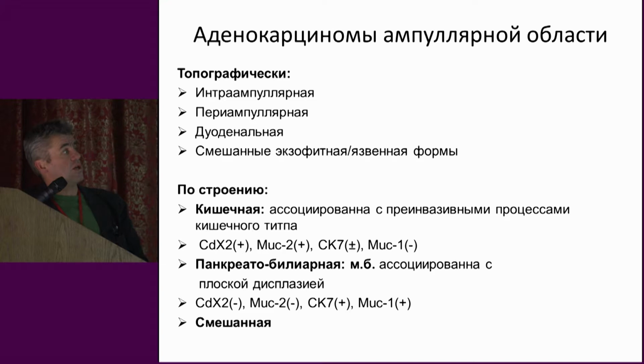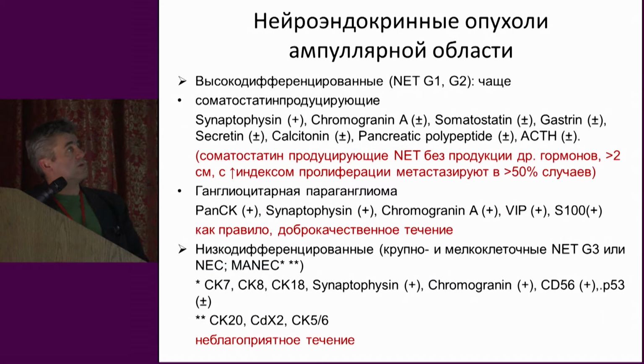And as to the histology, in most of the cases we see mostly intestinal type. Second place is a pancreatobiliary type of adenocarcinoma, and the mixed one, which per se has some differences, which make it possible for us to think about the disease prognosis.